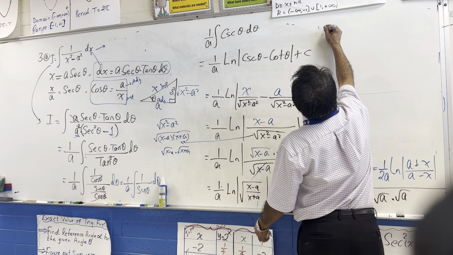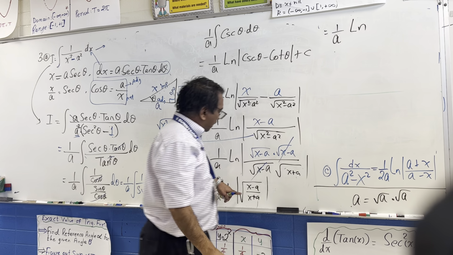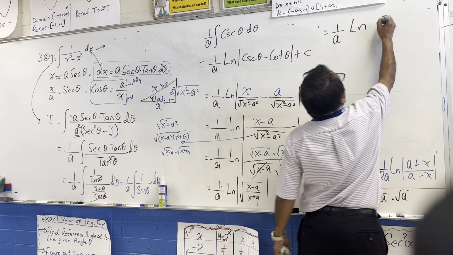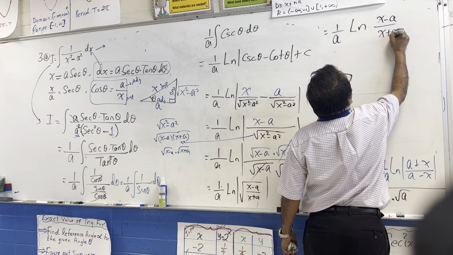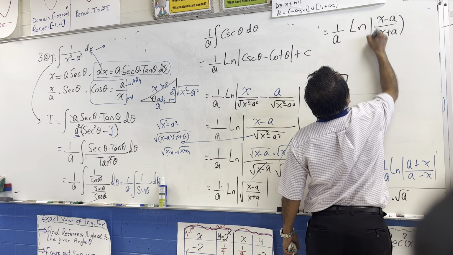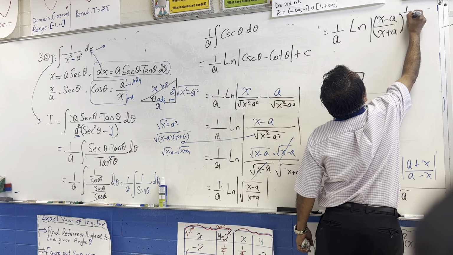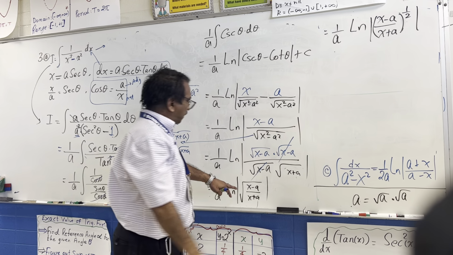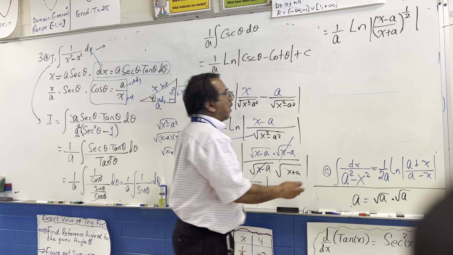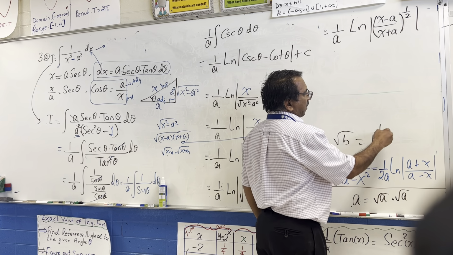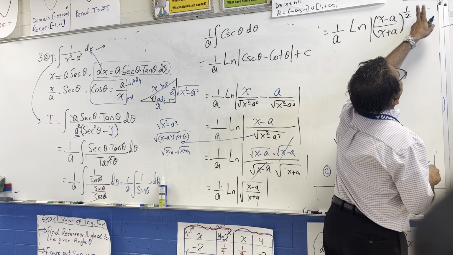So this equals 1 over a ln, now remember there's a square root, I can write it as x minus a over x plus a raised to half, because you can put it raised to half, right? Because of the definition, you can write the equivalent form: square root of b is the same as b raised to half. That's all I'm doing. Now this half is the same as taking it outside.